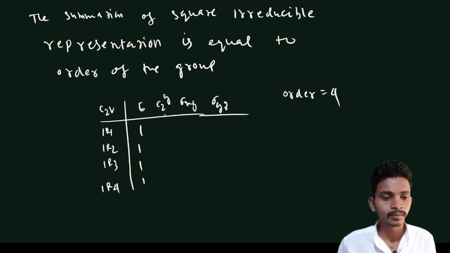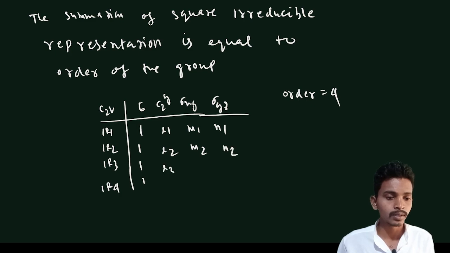And now we know that this is L1, M1, N1. This is L2, M2, N2. This is L3, M3, N3. This is L4, M4, N4.